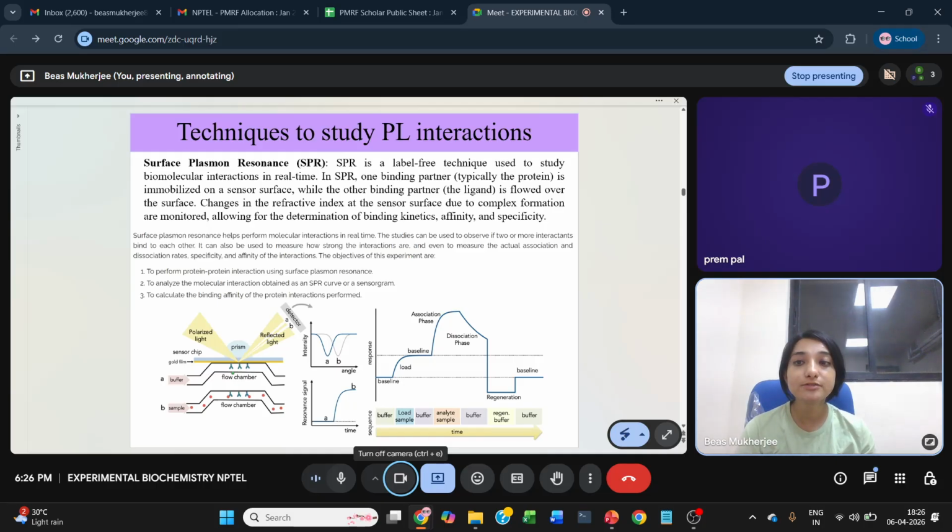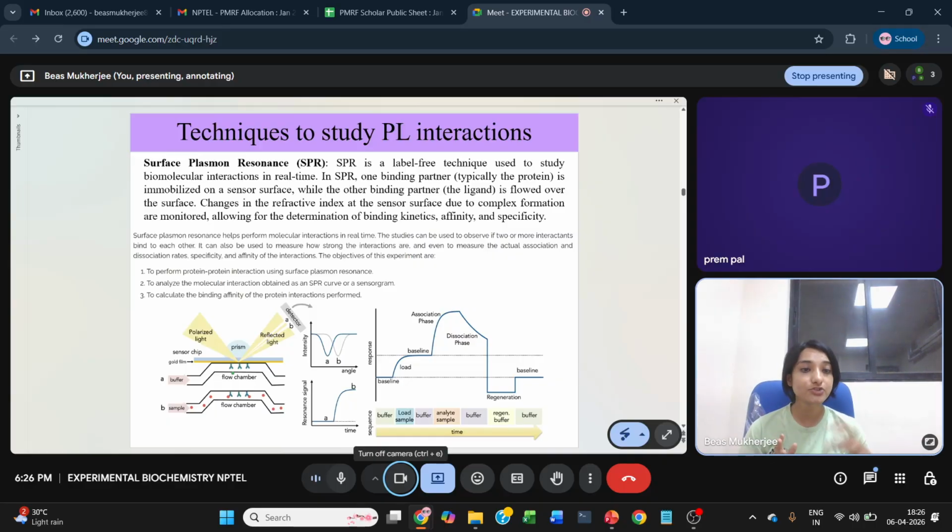Surface plasmon resonance helps study molecular interactions in real time. The studies can be used to observe if two or more interactants bind to each other. It is used to measure how strong the interactions are and even measure the actual association and dissociation rates. So K off and K on can be measured. Specificity can be measured. Affinity can be measured from this interaction.